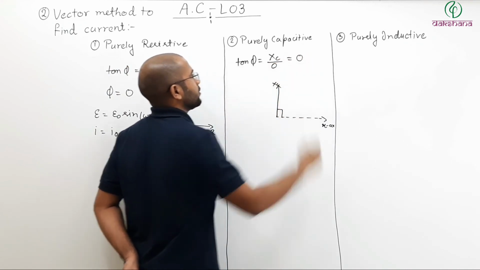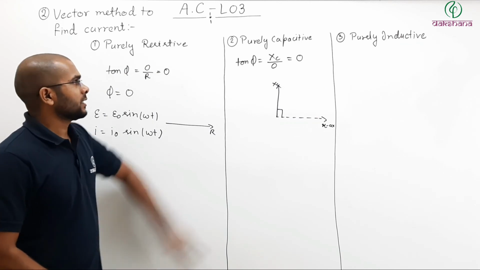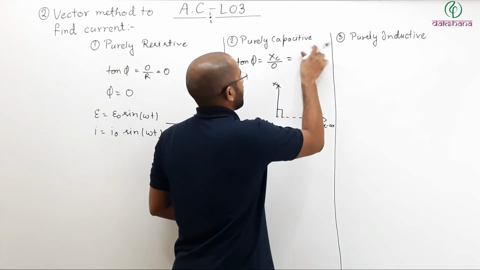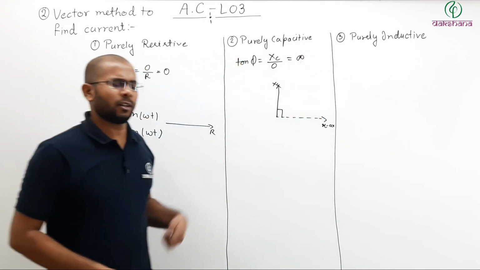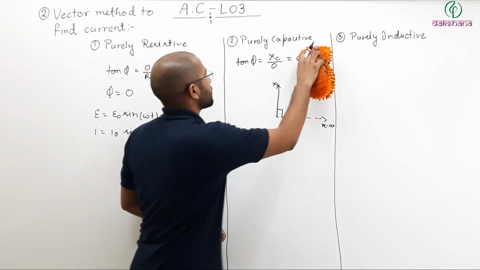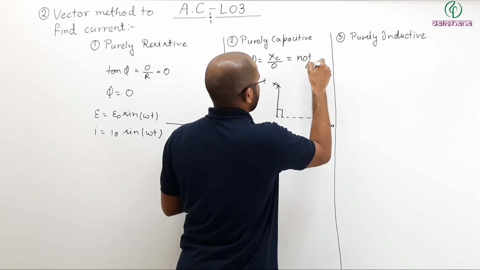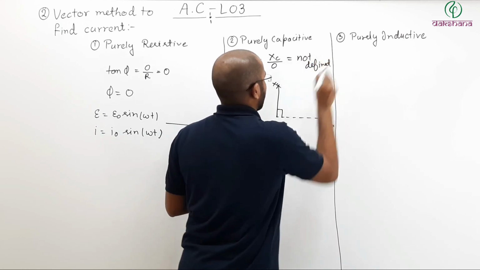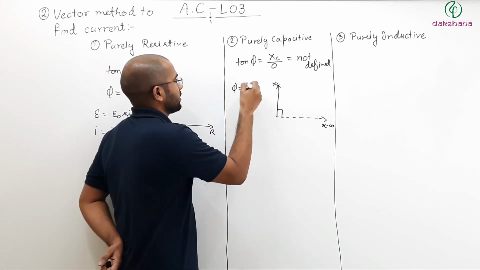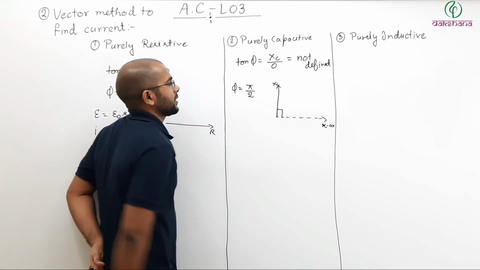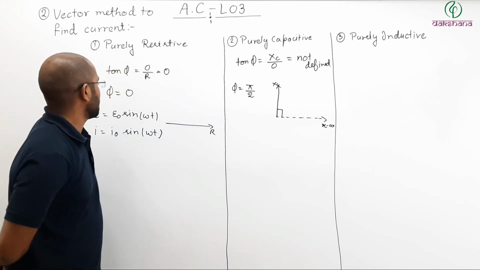Tan phi is 0? For what value is tan phi 0? No, tan phi is not 0. Tan phi is infinity or not defined. Not defined or infinity, both you can say. Generally you say, sir, not defined. Okay, so that means your phi angle is how much? Phi angle is pi by 2. So here if phi is pi by 2, then what can you say?